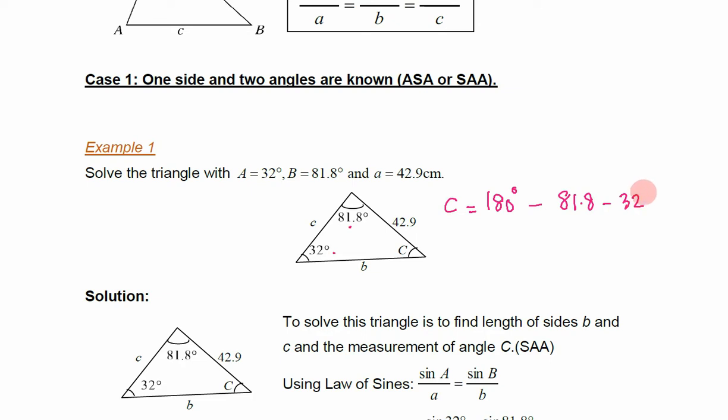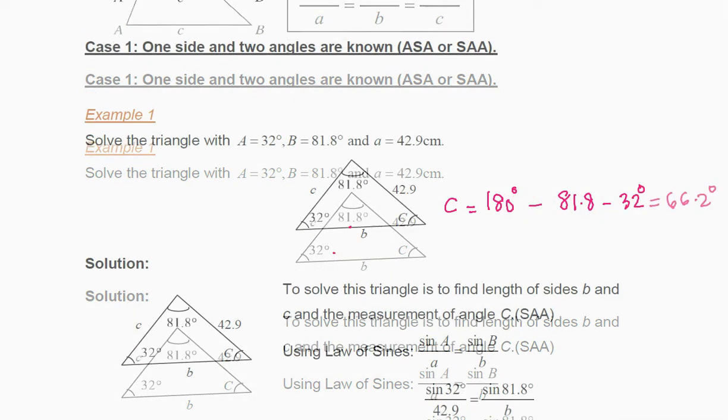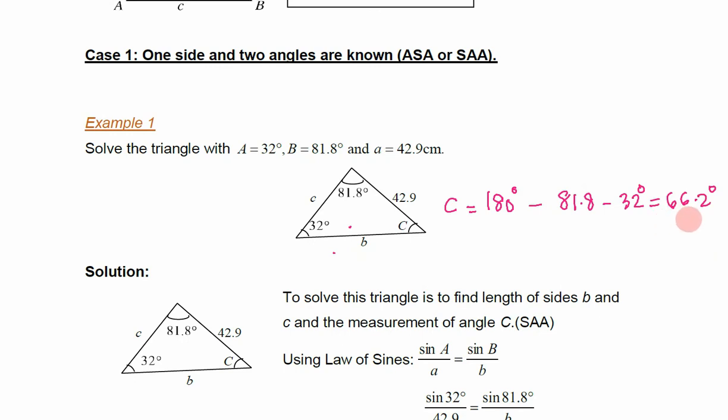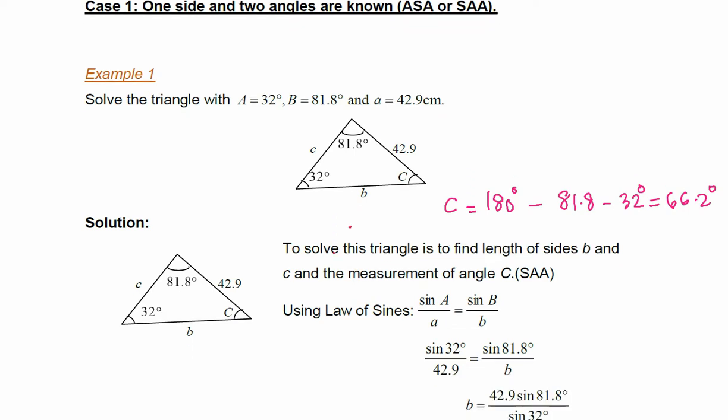Okay, you should get the next angle. So you can get your angle as 66.2 degrees. Remember, the total of a triangle is always 180 degrees, whether it's an acute triangle, oblique triangle, or other triangle.